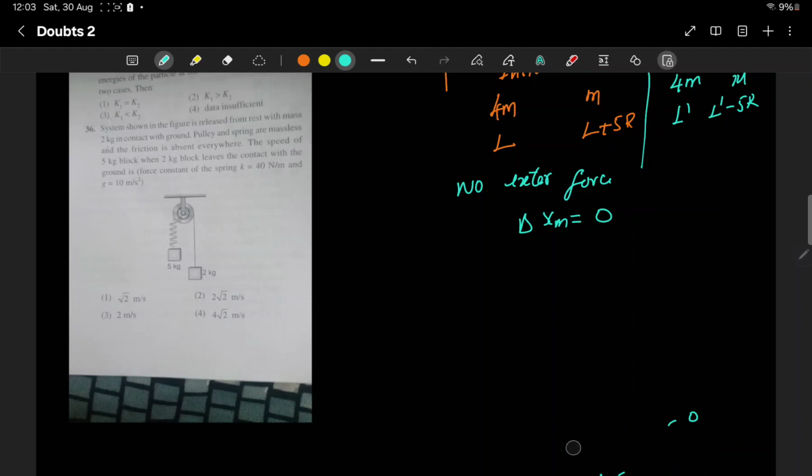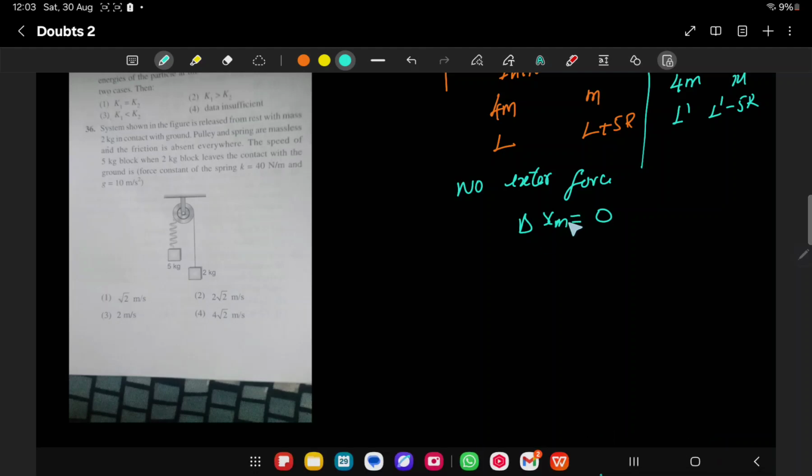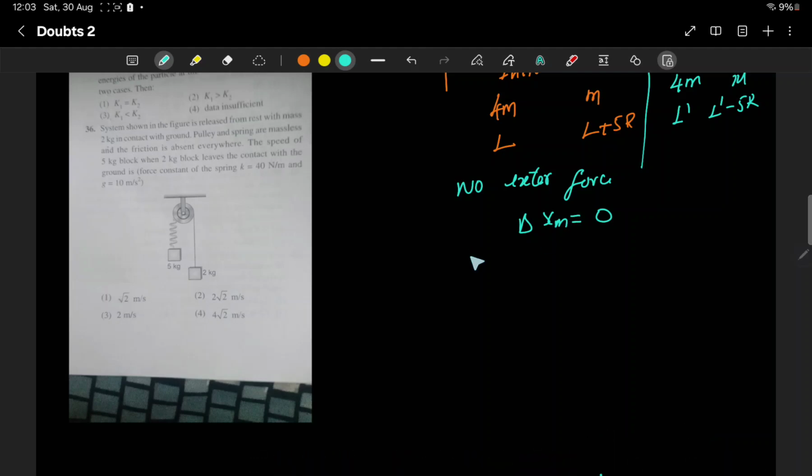So here what we can do is del xm, that is your center of mass, doesn't change. So if it doesn't change, how do we find the center of mass? The same idea. What I know is your change in x center of mass, I will write separately. This is M1 del x1 plus M2 del x2, whole divided by M1 plus M2. This is del xm, which is 0.